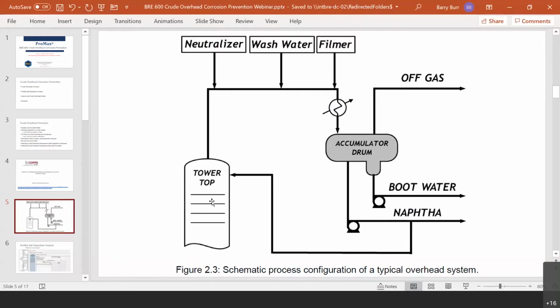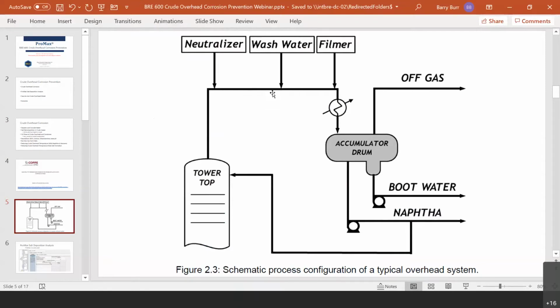Here we're going to be looking at the overhead of a crude distillation tower. So the naphtha distillate product, plus any reflux, plus any off gas, and plus any water that's going to condense, they're all rising up as vapors into the top of this tower. And it's this stream that we want to create in the simulation.